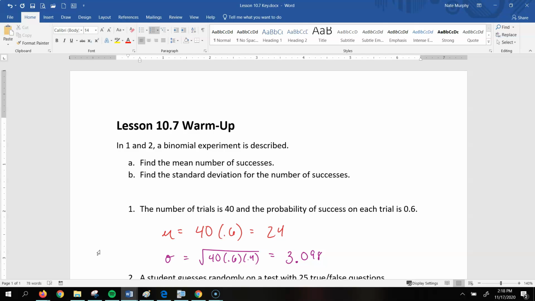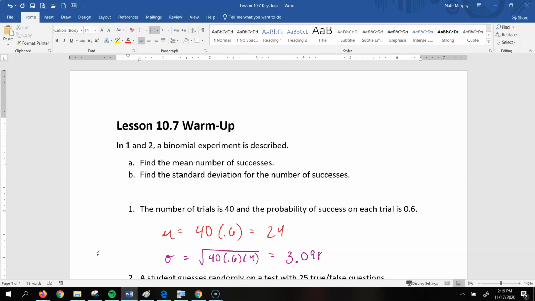So we would just find the mean. We would just take the number of trials, n, times the probability of a success, p, so 40 times 0.6 would be 24. So the mean number of successes would be 24.